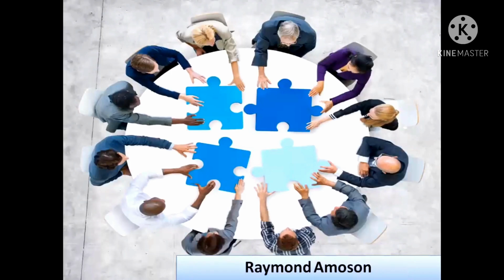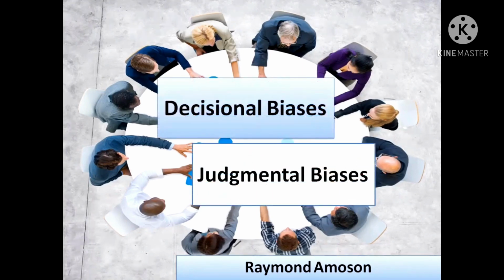Good day, everyone. I am Raymond Amoson, and as a continuation of our report, in making an activity, there is this kind of person who prefers to work alone because he or she thinks that he or she can perform well working alone. But in terms of a group project or activity, everyone should work as one to perform well or to make a better idea. And my topic for today is the decisional biases and the judgmental biases, which are the types of error that you see in a group.